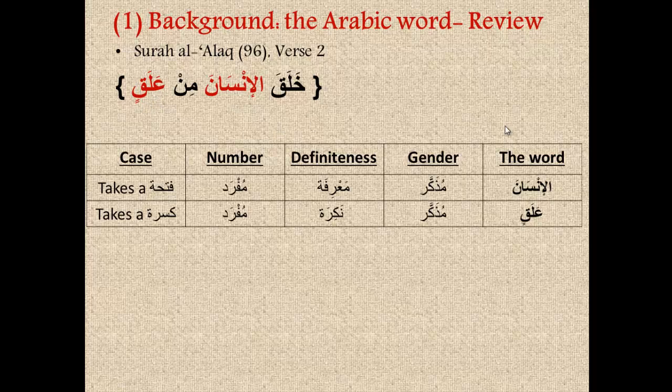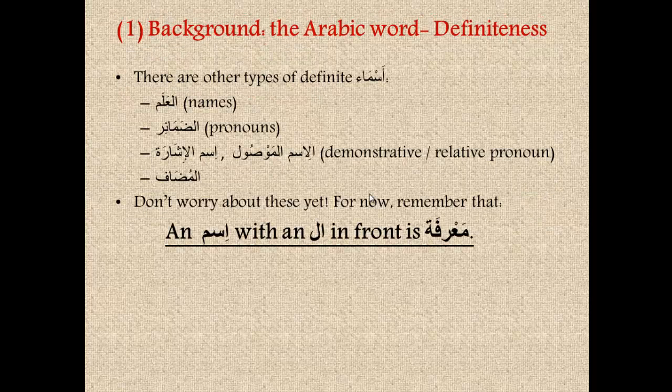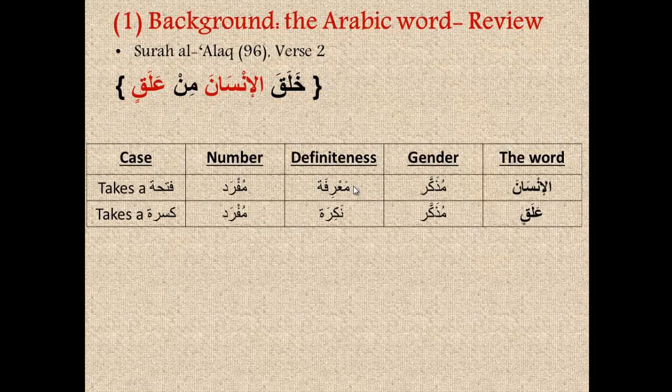Al-insana and alaqin. So the word al-insana, you hear the al in front, that tells you the word is ma'rifah or definite. The word is also mudhakkar, which means it's masculine. It is mufrad or singular. And regarding its case ending, which we know nothing about at this point, we can just say it takes a fathah at the end.